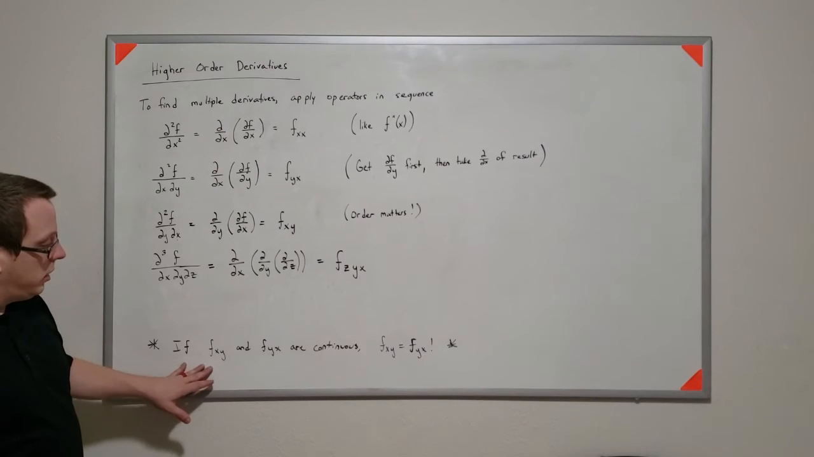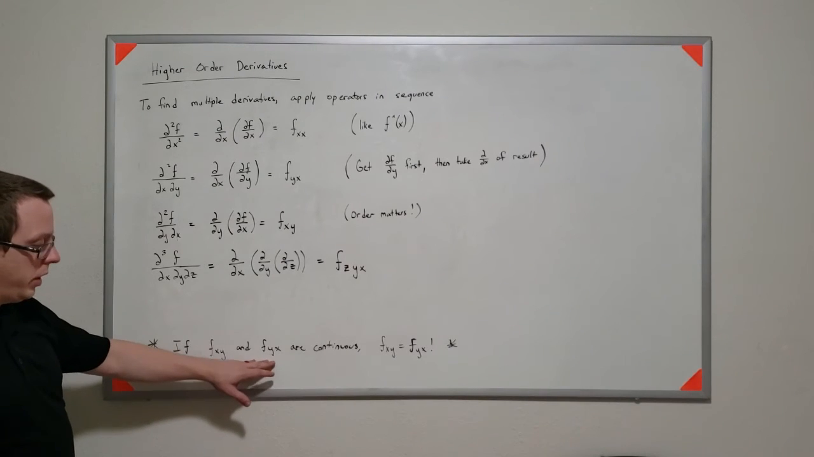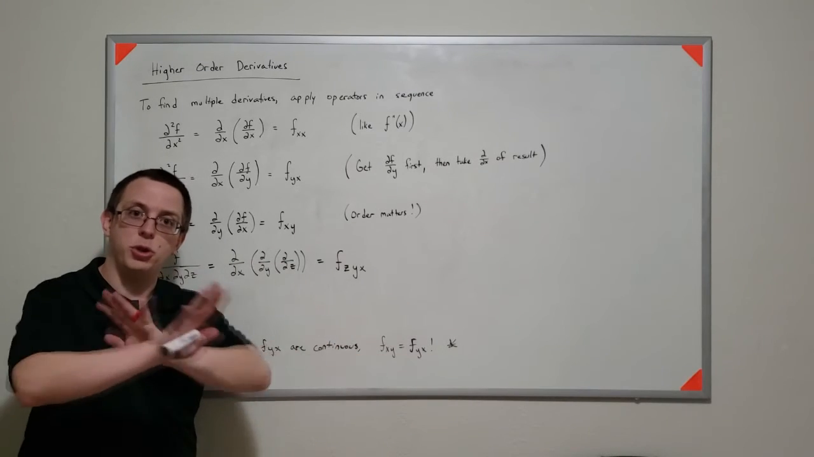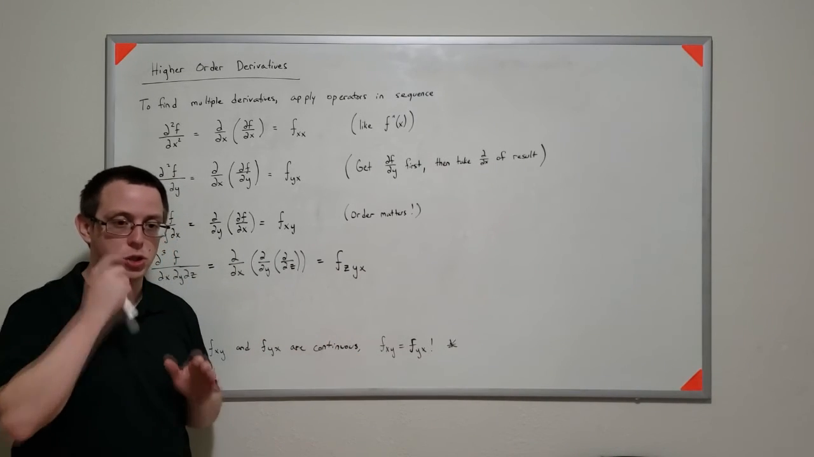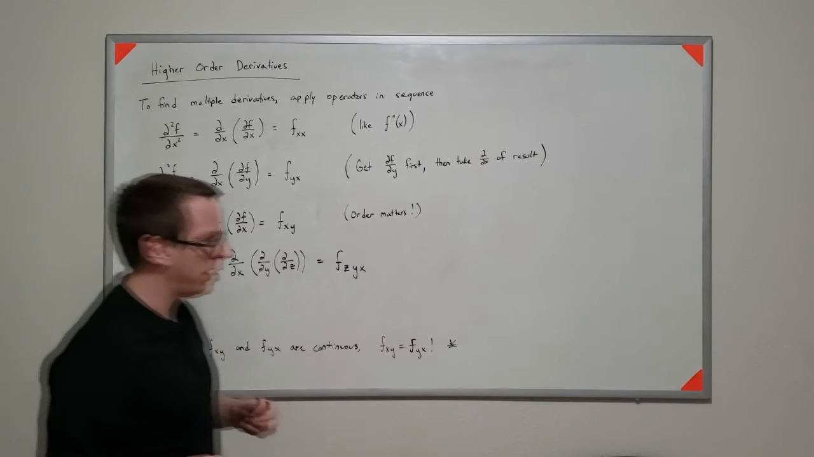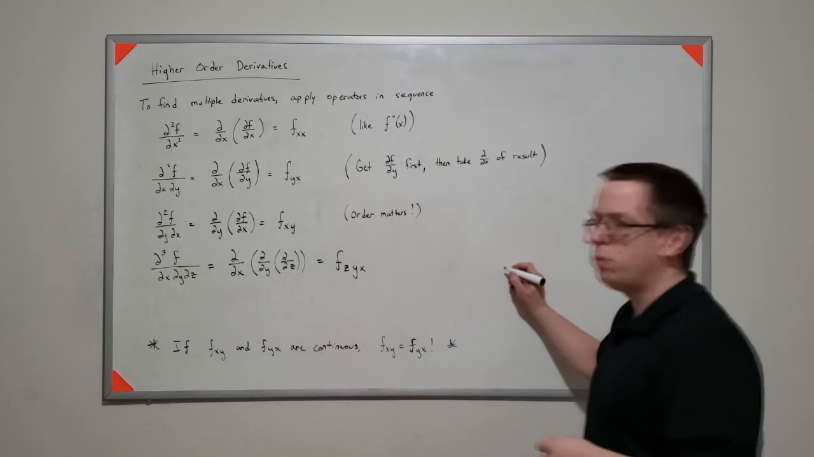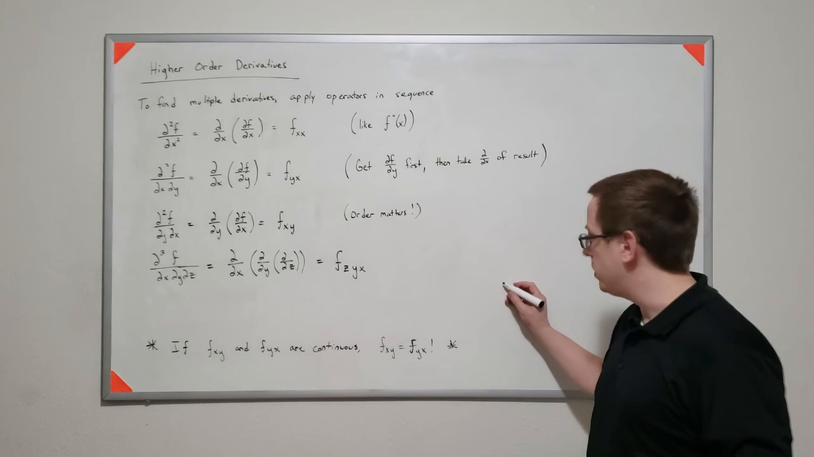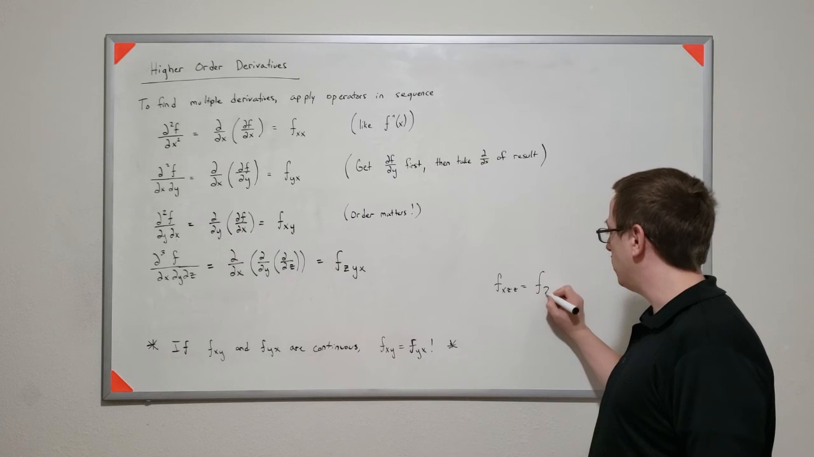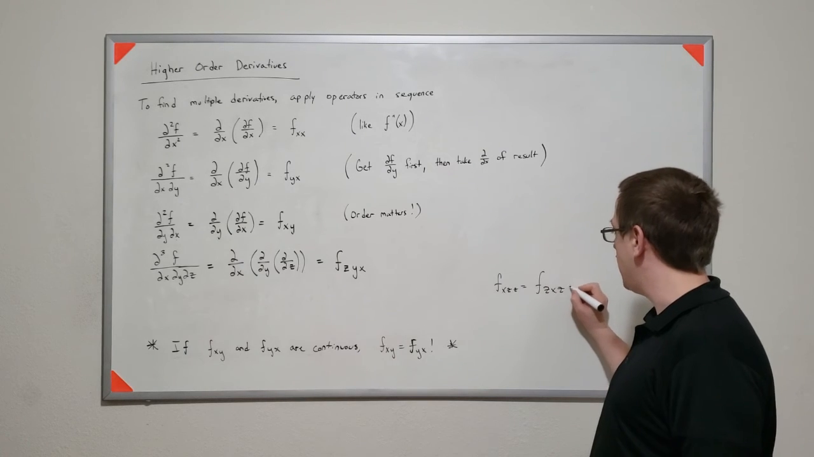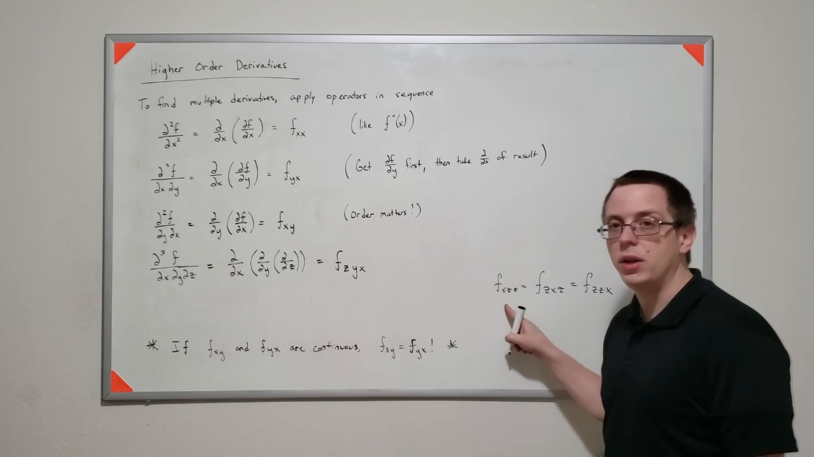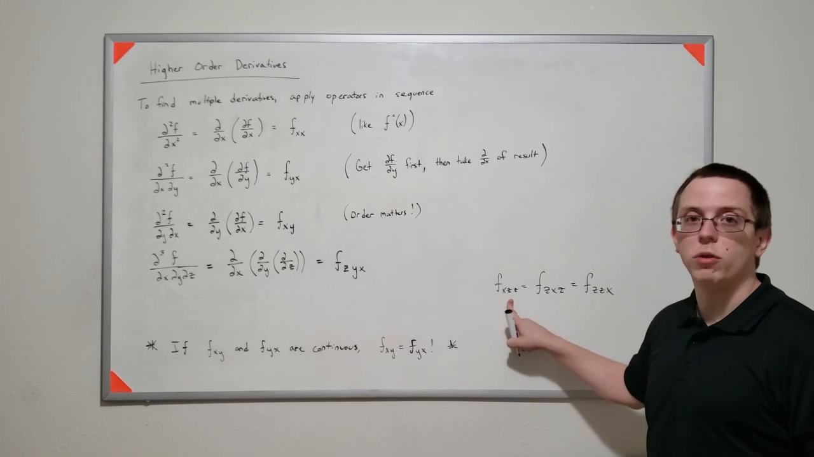But this can be very important if you're dealing with something with three variables. It allows you to mix and match as long as you have the same number. So I'm going to write something else: as long as everything is continuous, fxzz is equal to fzxz or fzzx. So you basically could do whichever one's convenient.